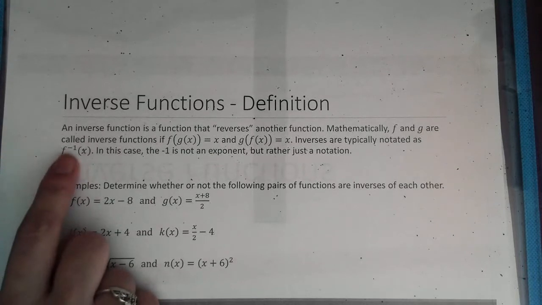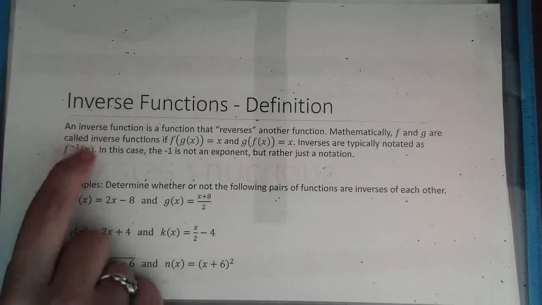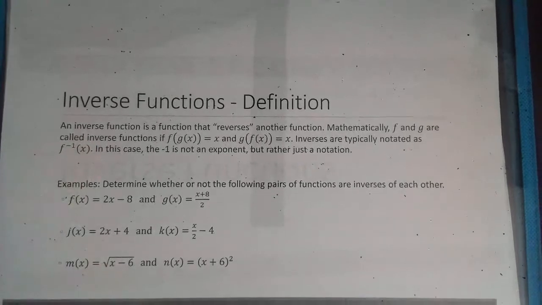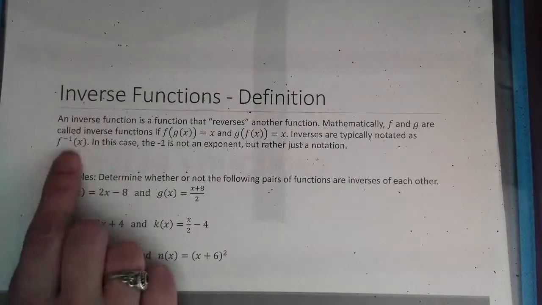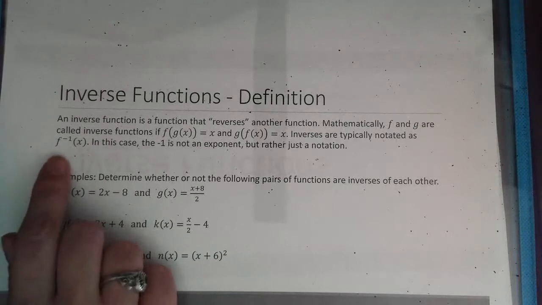This -1 is saying that it's the inverse. So when I read this out loud, I'm going to read it as f inverse of x, not f to the -1.